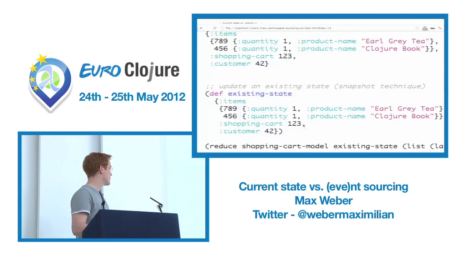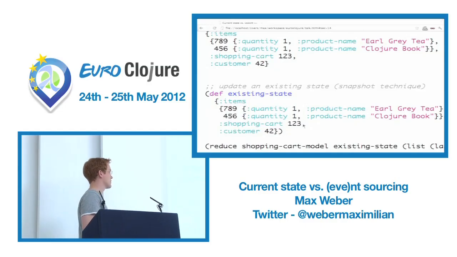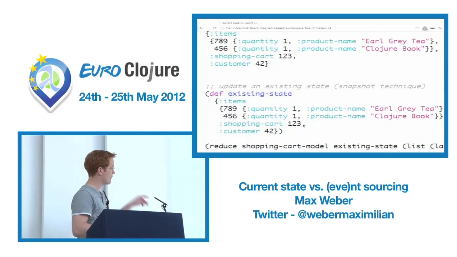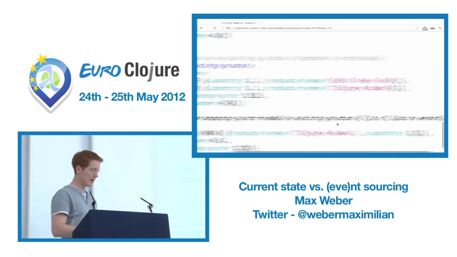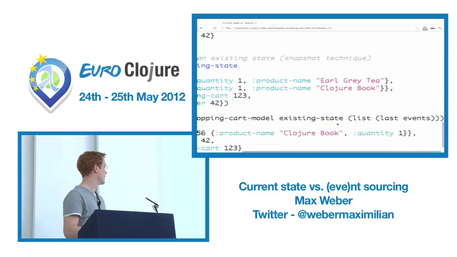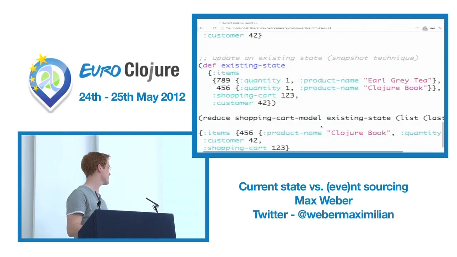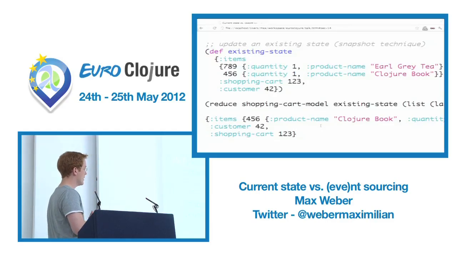So this is another possibility to use the reduce function to update an existing state with new events. This is also called a snapshot technique. So here we have the current state of our first online shop scenario, and here we simply apply the last event of our event list to the existing state, so that we simply receive the current state of our second online shop scenario.